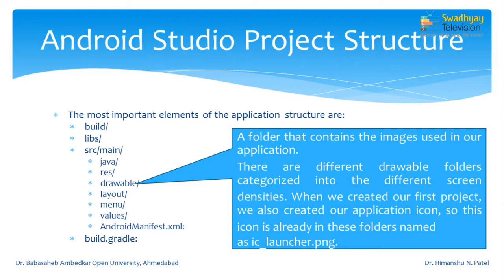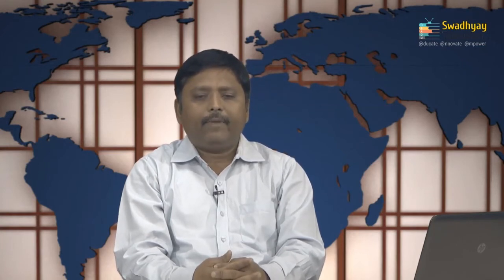So, when we created your first project, you also created application icon. By default there is an icon for your application which is stored in this folder. You can have different icon, then you can store that icon into this folder and you can fetch that resource as an application icon in your project.